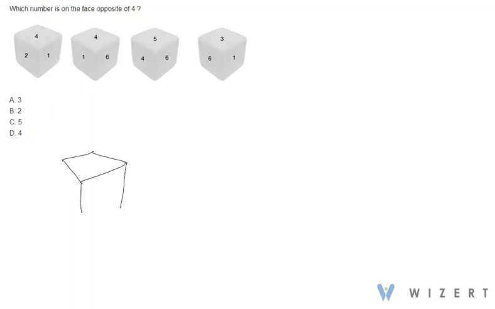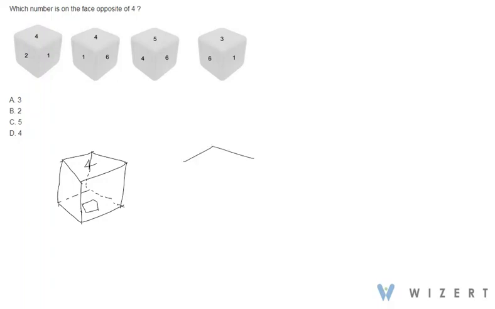Total of 6 faces. Now this is 4 and adjacent to it are 4 other faces. If we are able to deduce which numbers are on these 4 faces, we can say which is a number on its opposite face. So let's try to do that.